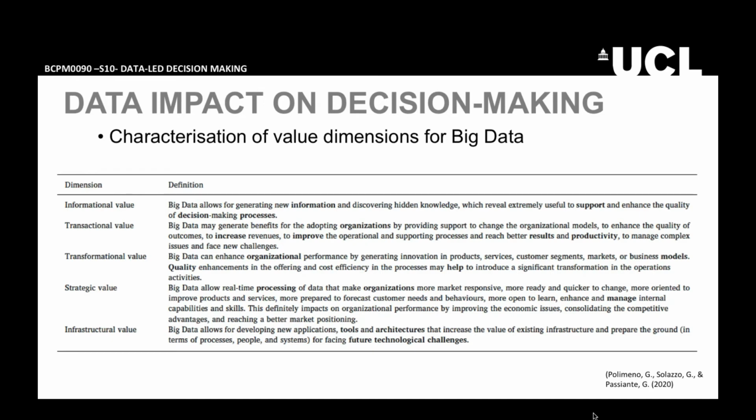The fourth dimension is the strategic value dimension. This is connected with making the organizations more responsive. It means quicker to change and more oriented to improve products or services based on the processing of data. And finally, we have the infrastructure value, which is connected with the development of new applications, tools, and architectures that increase the value of existing infrastructure to face future technological challenges. So, this is basically to use data in the process of continuous improvement in terms of developing our IT infrastructure.